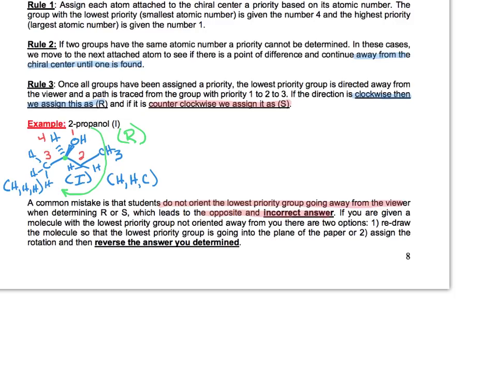Let's show what I'm talking about here. So now this is going to be compound 2. So here's my OH. My hydrogen is coming out at me. So our oxygen is going to be 1. Our hydrogen is going to be 4. This carbon here is going to be 2. This carbon here is going to be 3. Now, what do we notice? We notice that our lowest priority group is coming out at us.